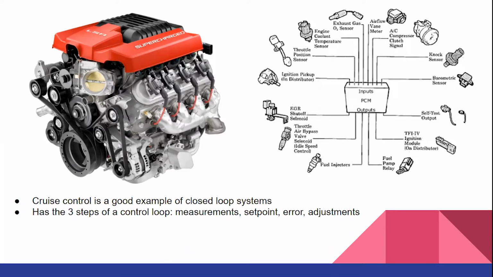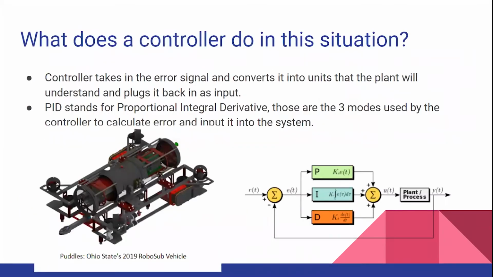Next, what do controllers have to do with this? So the controller takes in the error signal, converts it into something the plant will understand, and plugs it back in as input. The controller's job is to reduce error in a system.